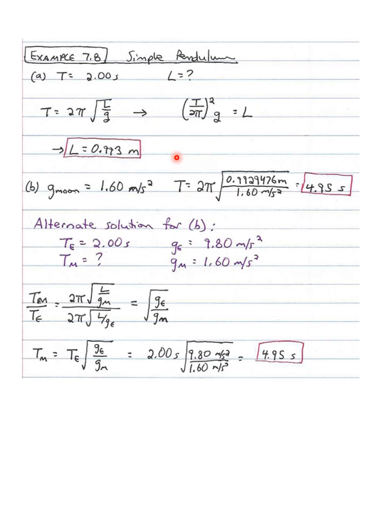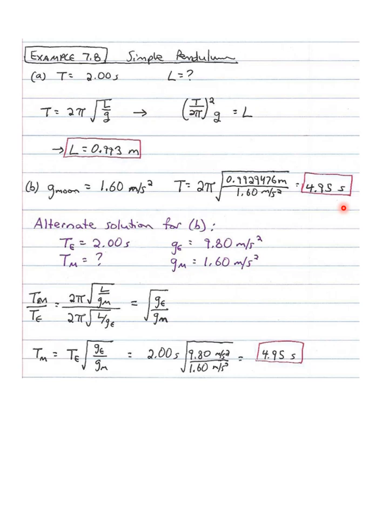Question B says, now what if we have that pendulum with a length of 0.993 meters, but we take it to the moon? Well, with the moon's weaker gravity, it's only 1/6 as strong as Earth's gravity, that pendulum is going to be going more slowly. So let's do the period equation, but instead of g being 9.80, it's going to be 1.60. So we plug in the length, taking it out to more digits, 0.9929476, divided by 1.6, and we get a period of 4.95 seconds. So much slower than the 2 seconds it would be on the Earth.